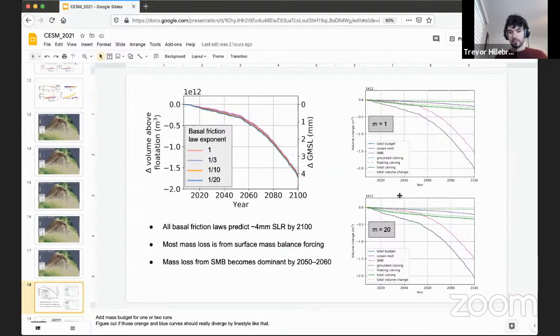And on the right-hand side here, I've parsed the volume change out into the individual components for the linear and the most nonlinear law.